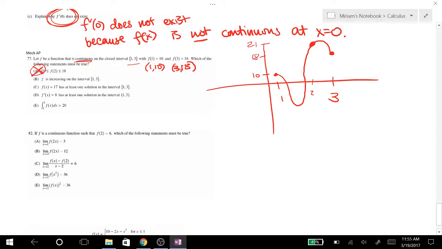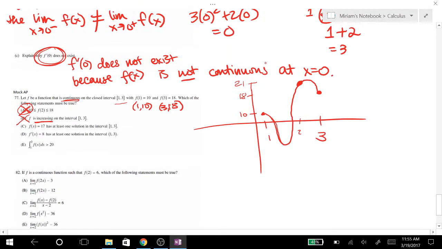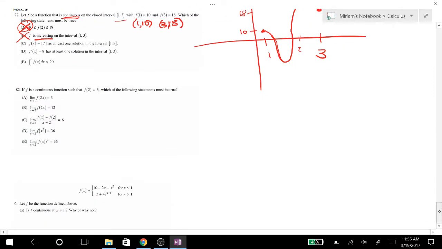For B, is it increasing always? Well, look, first I'm decreasing, then I'm increasing, then I'm decreasing. So that's not necessarily true, okay? Okay, C says f of x equals 17, so 17 on the y value.